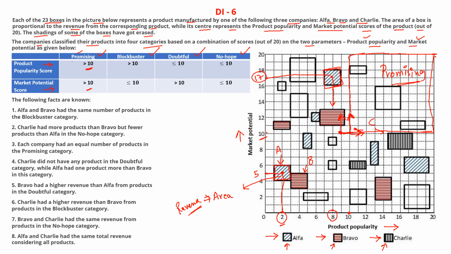Similarly, if we consider the blockbuster category, whose product popularity score is greater than 10 and marketing potential score is less than 10. So again we have to consider greater than 10 for product popularity and market potential score less than or equal to 10. So we have to go downwards. That means this region. This region represents the blockbuster category.